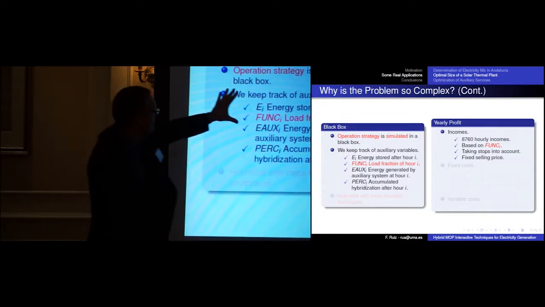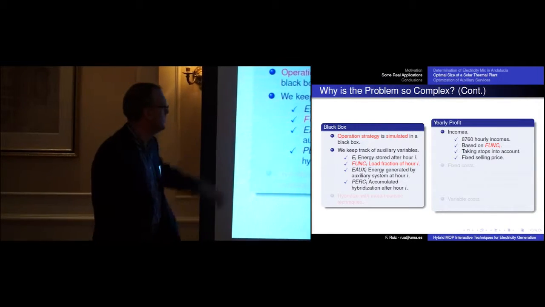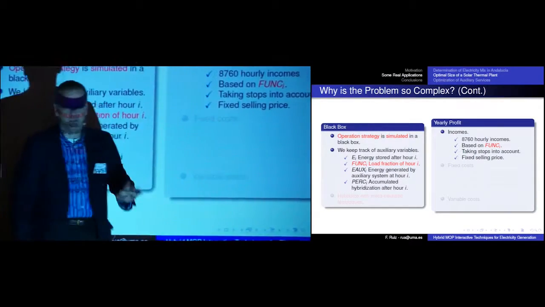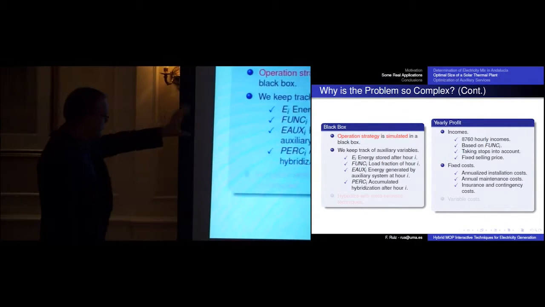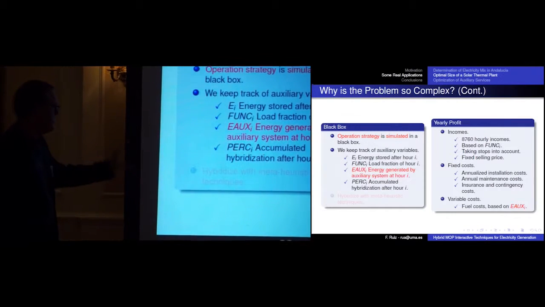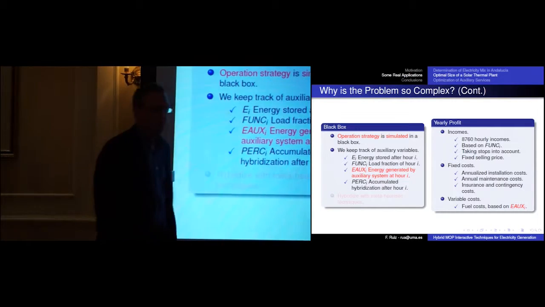And with this outcome, we can calculate the yearly profit, taking into account everything and selling at a fixed selling price that is set by the government. Okay? And we also had into account some fixed costs and some variable costs that were basically the cost of the fuel when we are using the auxiliary system.